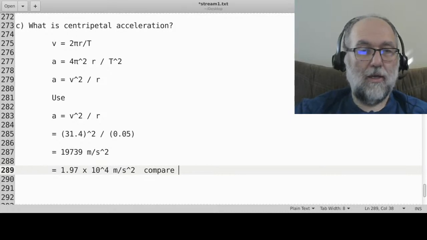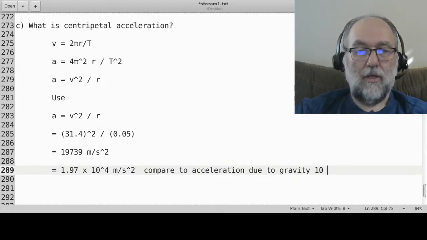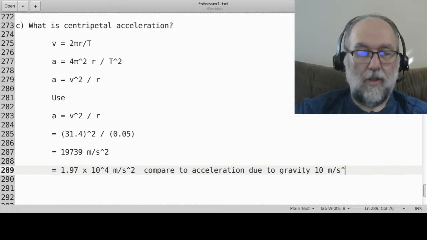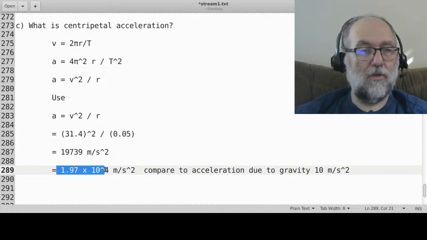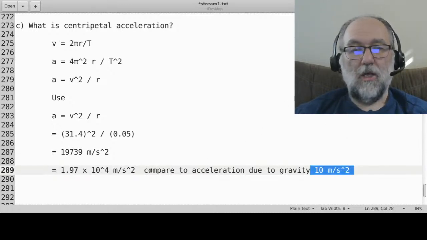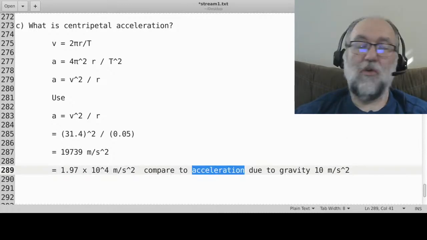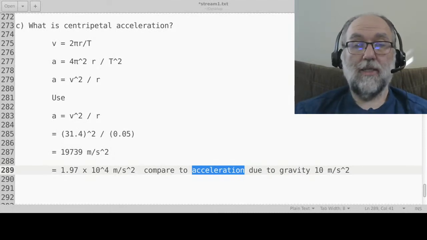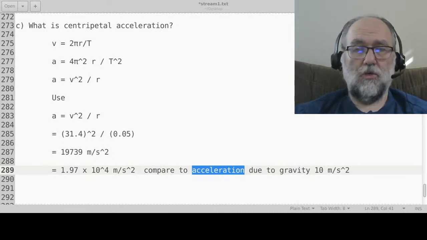Gravity. Compared to acceleration due to gravity, and that's 10 meters per second squared. And so, this number is in the tens of thousands, and this number is just in the tens. So this acceleration that's experienced in these centrifuges is absolutely huge, absolutely huge.